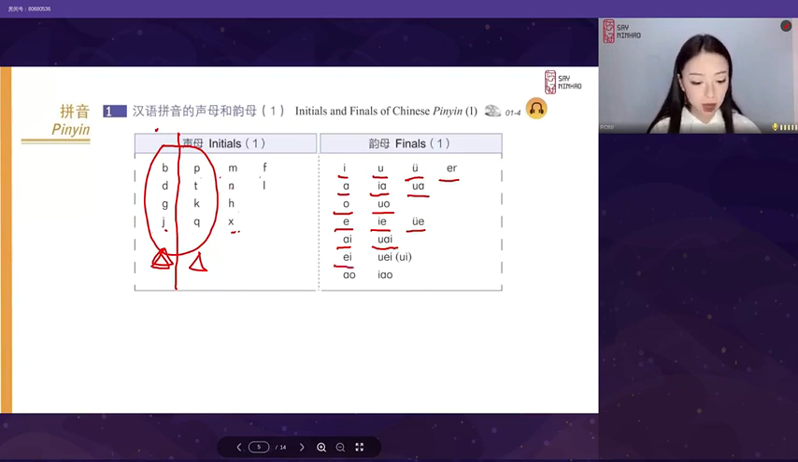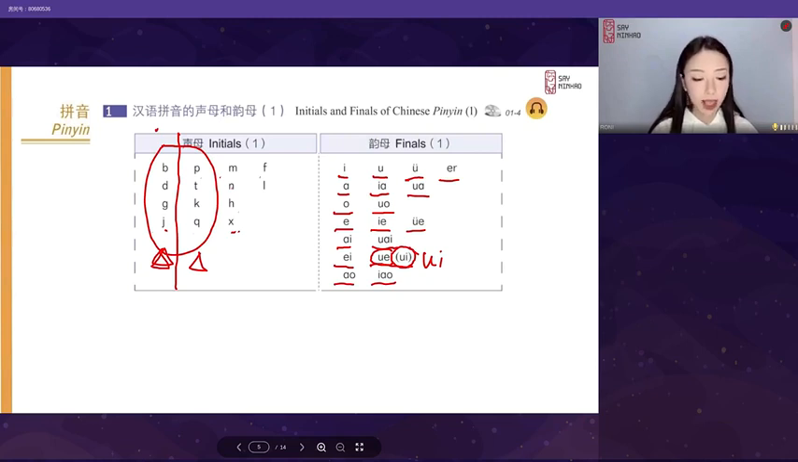Why? Next one, A. A sounds like English A. Next one is Woi. This is the pronunciation of this final, and we will write it down like this, written in the bracket. Woi. Next one is ow. Last one. Yow.